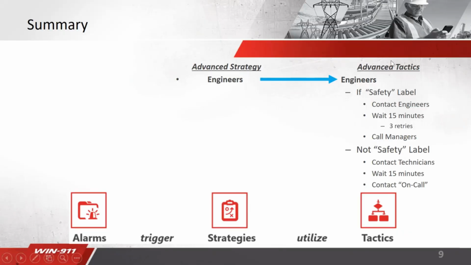Okay, let's recap our configuration. We made a tactic called engineers, and we made a decision based on a safety label. If this had the safety label, we could contact our engineer with mobile, wait 15 minutes, do a retry, and then contact our manager. If it did not have a safety label for this alarm, we just contacted our technician, waited 15 minutes, and contacted the on-call.